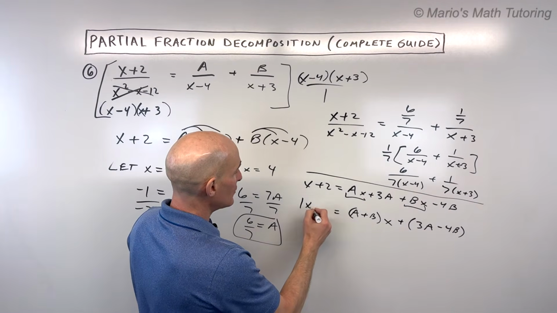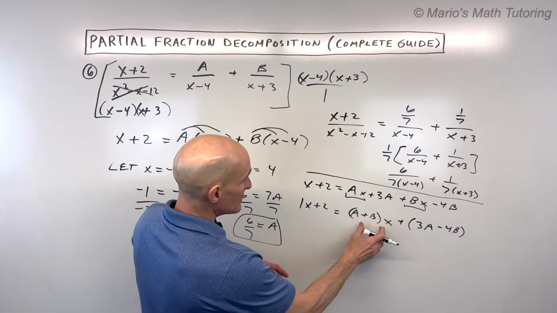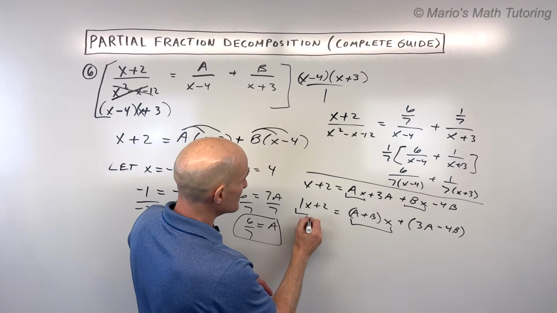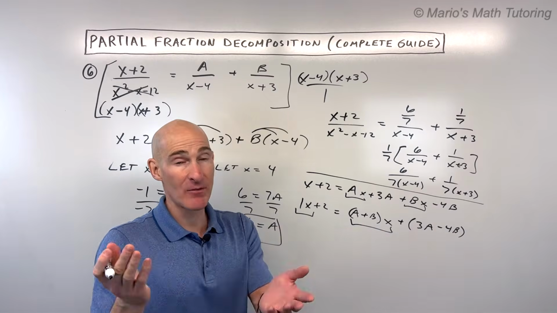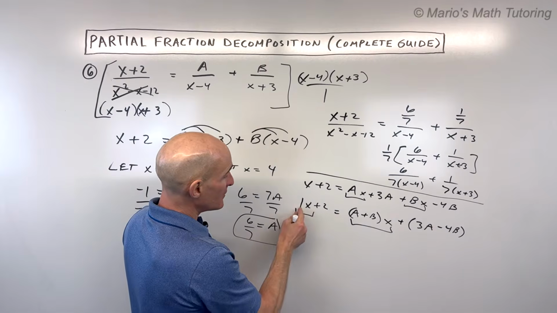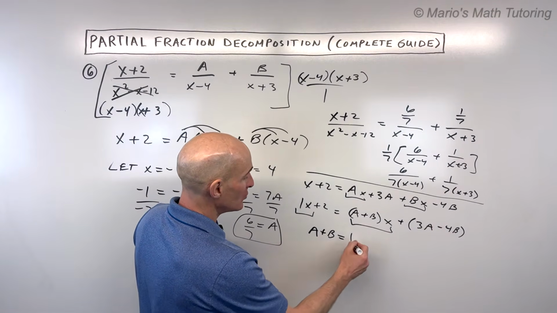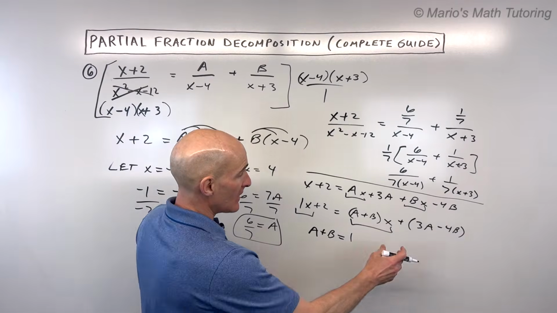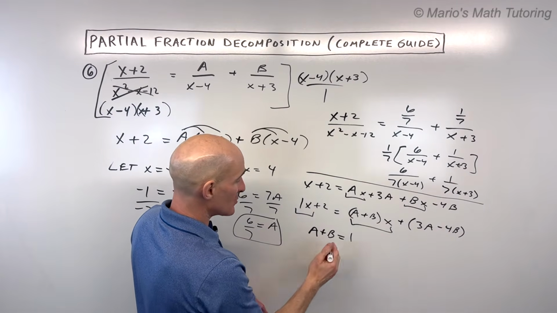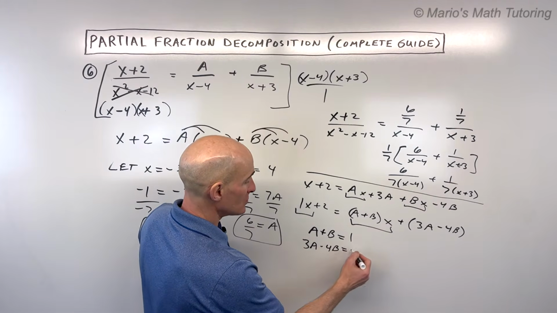Now, the reason I'm doing that is because we're going to make two equations. See this x term and this x term? The right and the left sides have to match, right? Otherwise, it's not an equation. It's not equal. So I'm just going to set the coefficients equal. I'm going to say a plus b is equal to 1. And then I'm going to set the constant equal to the constant. So I'm going to say 3a minus 4b is equal to 2.